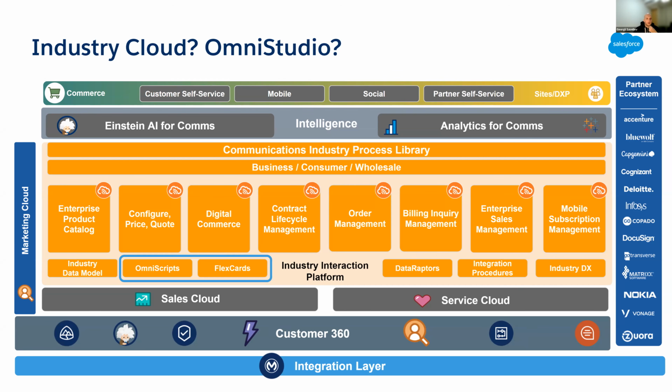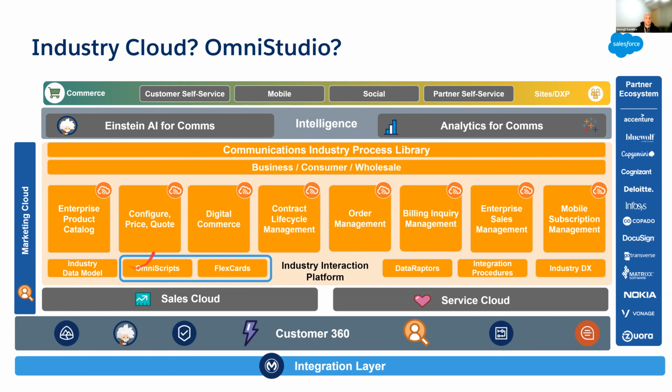So industry cloud, here is the solution map for the communications cloud, which is what I'm focused on. And as part of this cloud, we have Omni Studio, which consists of the bottom things down here. So specifically OmniScript, Flex Cards, Data Raptors, Integration Procedures, and Industry DX. Today's focus will be on OmniScript and Flex Cards. There's a lot more involved as well.